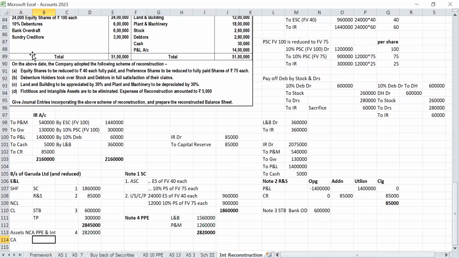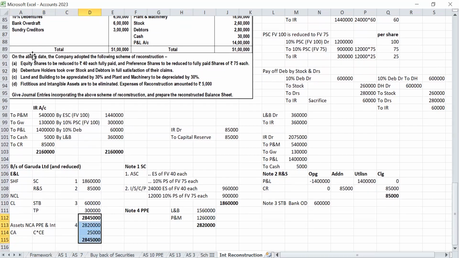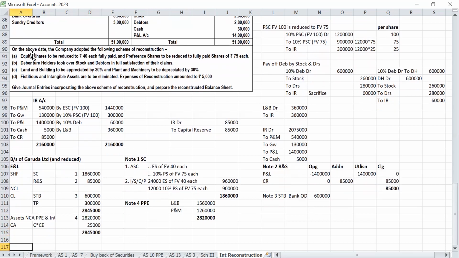Inventories: stock, debtors will come? No, sir, that became minus, sir. We have given them to the debenture holders. Cash and cash equivalents only. How much? Cash 30,000, sir, minus 5,000. Tally. Clear? Yes, sir. Sir, goodwill is gone, sir? Yes. We have not recorded it. Goodwill cancelled.